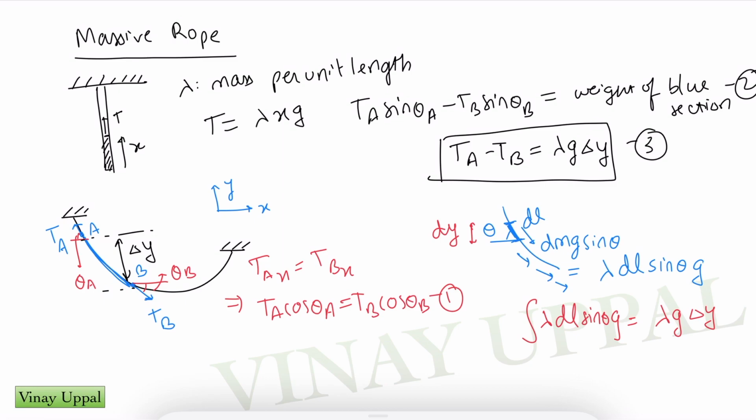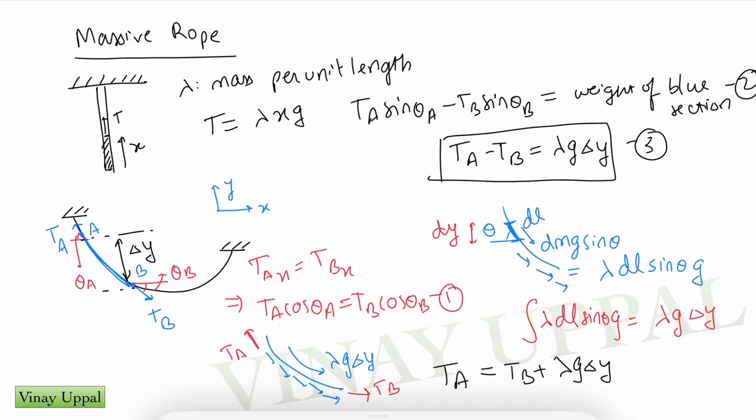If I imagine all the forces along this blue section, I have tension TA, tension TB, and the gravity components all along the blue section. What is the resultant of all the gravity components? Lambda g delta y, and therefore I can write TA equals TB plus lambda g delta y. Basically, I've written the first equation along the curved string. So that's how you get your third equation. I hope you have understood how we wrote down all three equations. Let's use them in a question. Let's go to the next slide.